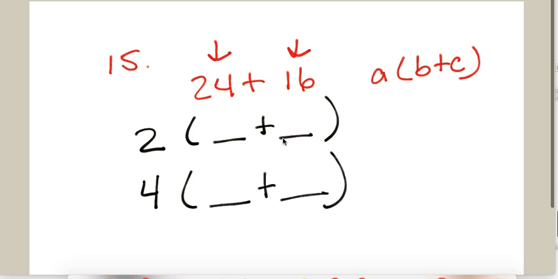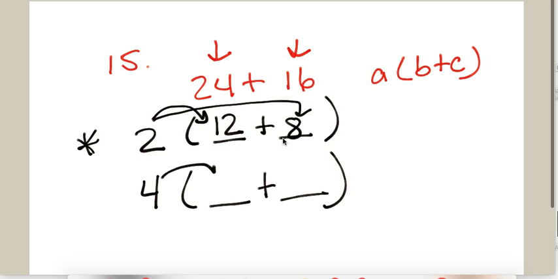2 can go to 24 12 times. So 2 times 12 would give me that 24. And then 2 times what gives me that 16? It would be 8. So this would be a possibility to put down for an answer. Or if I chose to pull out 4 as a common factor, I would say 4 times what gives me that 24? 6. And I'd say 4 times what gives me that 16, which would be 4. So either one of these answers would be correct.